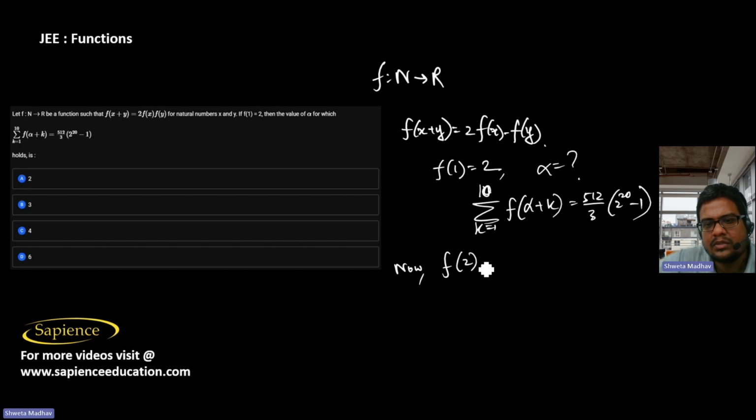If you want to find f(2), that will be equal to f(1 + 1). So that will be equal to 2 into f(1) whole squared. So that will be 2 into 2 squared. So that is 2 power 3.